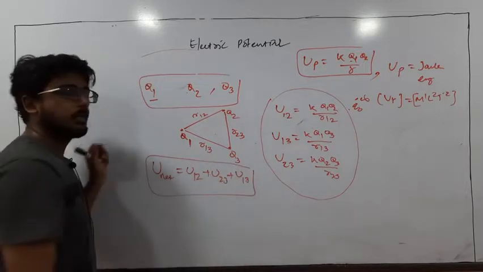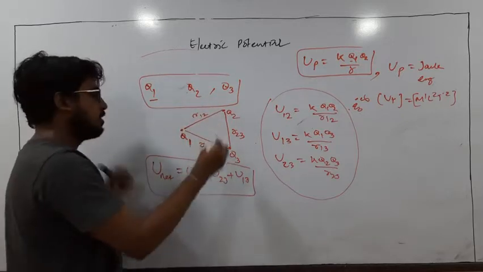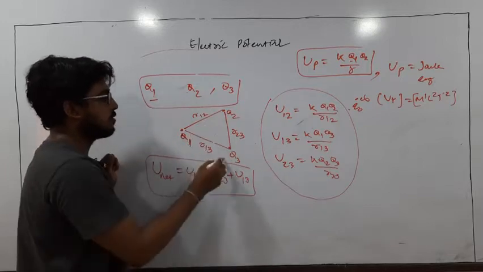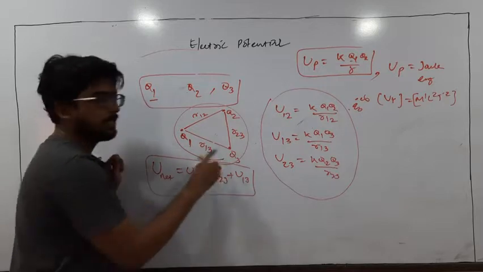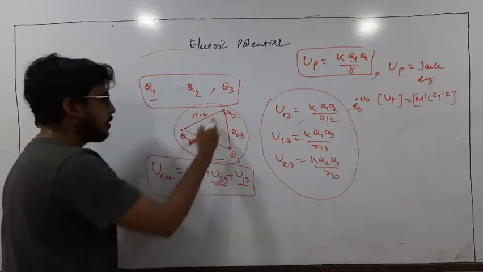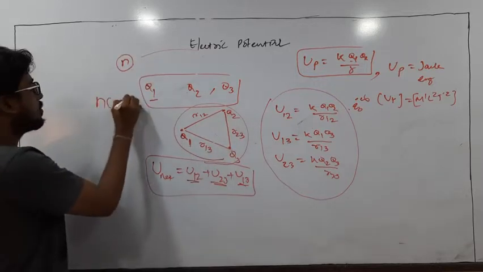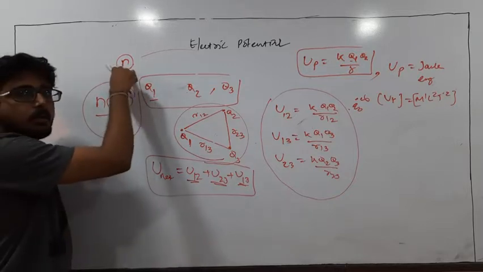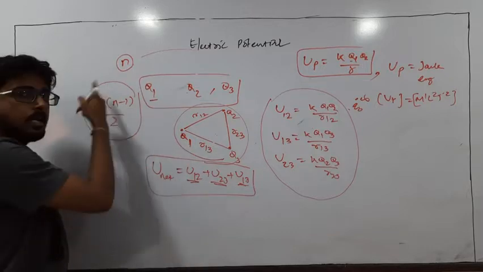Okay, similarly you can calculate for a larger number of charges, but the questions probably asked in the examination are maximum up to 3 charges. If there are more, then you can do it like this. And how can you calculate the total number of pairs for n number of charges? It will be n into n minus 1 by 2. So this is the total number of pairs when there are n charges in a system, and we have to calculate the net potential energy.